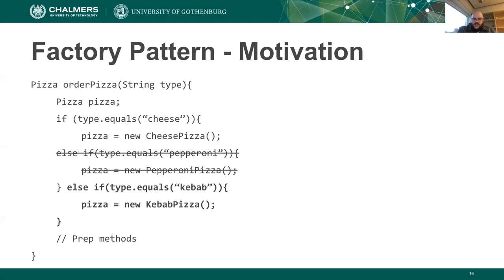The part that's going to change is the types of pizzas we allow to order. So this if then else block, this pizza selection code, is something that's going to change often, and it's something that's likely to appear in multiple places in the system, and you'll need to change it there as well. So this isn't a design that's completely conducive to change, right?